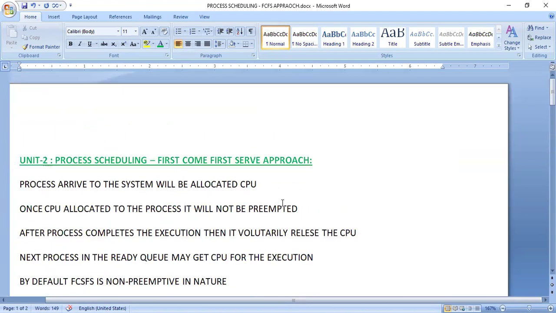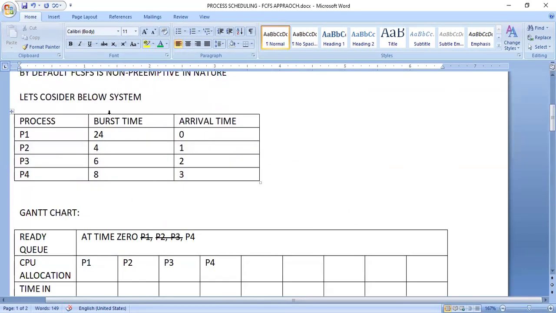In this scheduling technique, first you need to understand the approach of first come first serve. Whatever process comes to the system will be allocated the CPU, and since it is not preempted, it will continue the execution till termination. Once it terminates from the system, the next process in the ready queue may get the opportunity. So this is the example we took. Thank you.